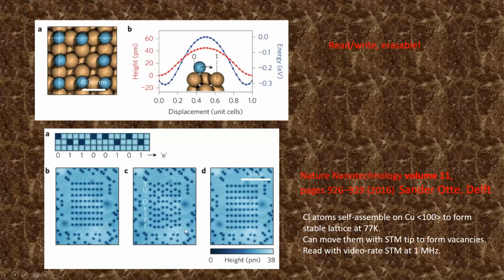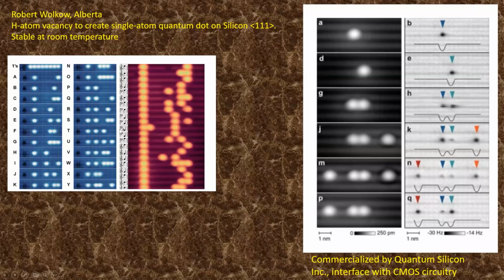One is using STM to reorganize chlorine atoms, which form a lattice on top of a copper single crystal surface, and using this to write bits. The writing process, of course, is not so quick. The reading actually can be reasonably quick for this if you use video rate STM, but it does have to be done at 77 degrees Kelvin.